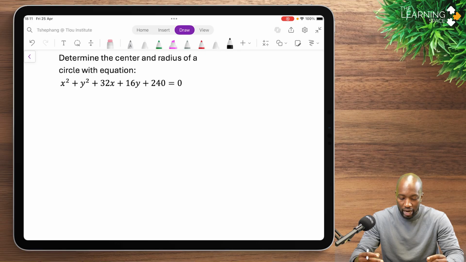Hello grade 12s, in today's session we are going to be taking a look at analytical geometry, but what we will be focusing more on are the circles. Let's look at this question here.